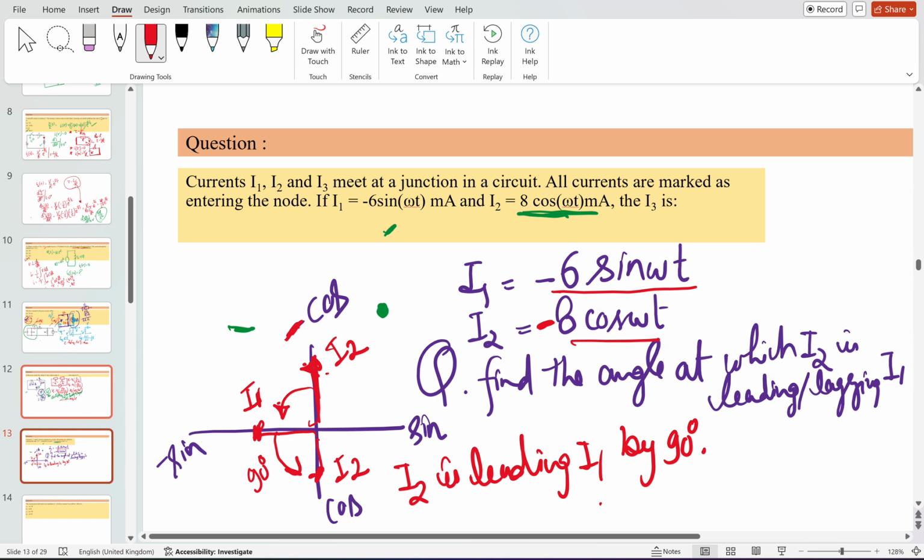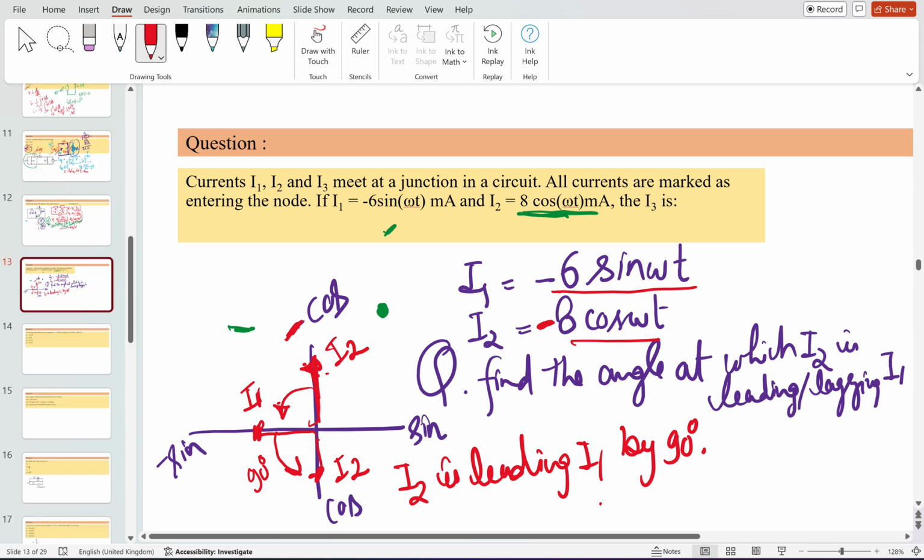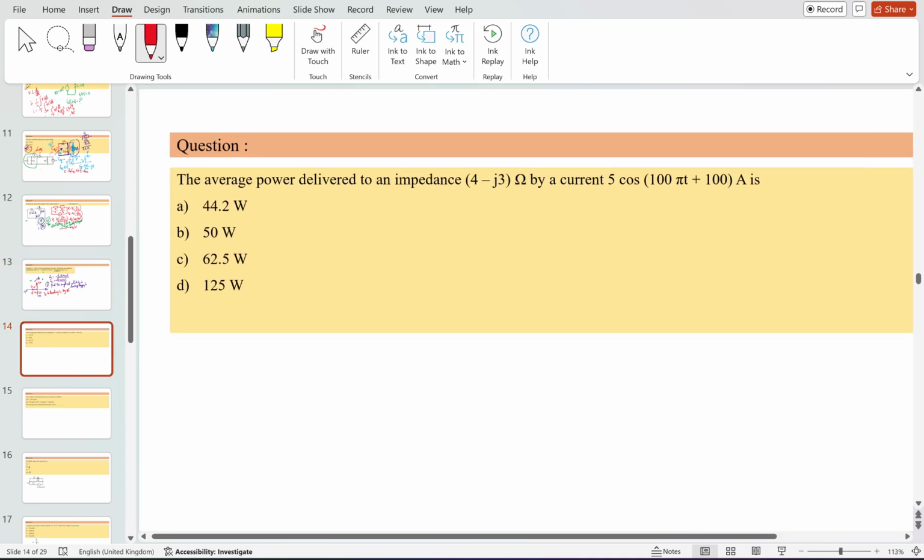Any doubt in this? Okay. So this concept is very, very important and it will make you solve the problems very easily. Let's move forward. Try to solve this.